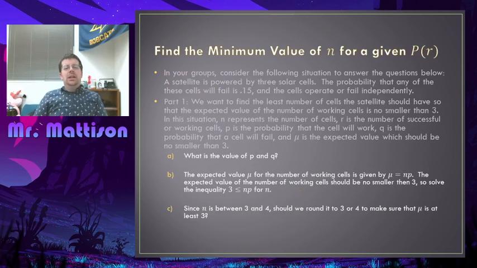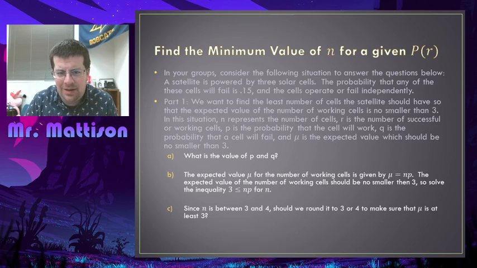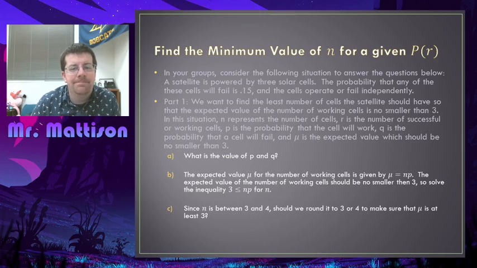All right, so let's take a look at this in a different context. This is a bit of a longer one, so I have broken it up into multiple slides here. The overall situation is that a satellite needs to be powered by at least 3 solar cells. The probability of one of these cells failing is 0.15, and we assume that one cell failing does not affect the probability of any other cells failing, which is why we say it's independent.